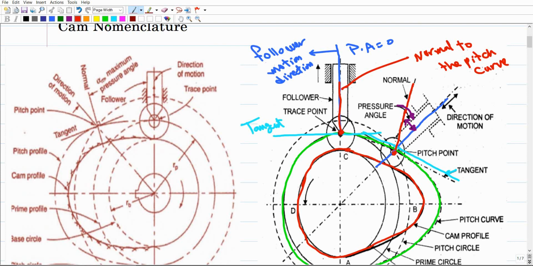If we were going to consider the force, but we are not going to do it for this part of the cam design. We are skipping the force analysis for the cam mechanism.